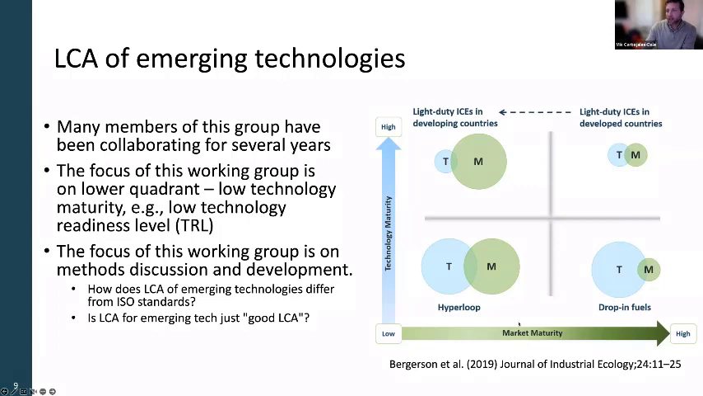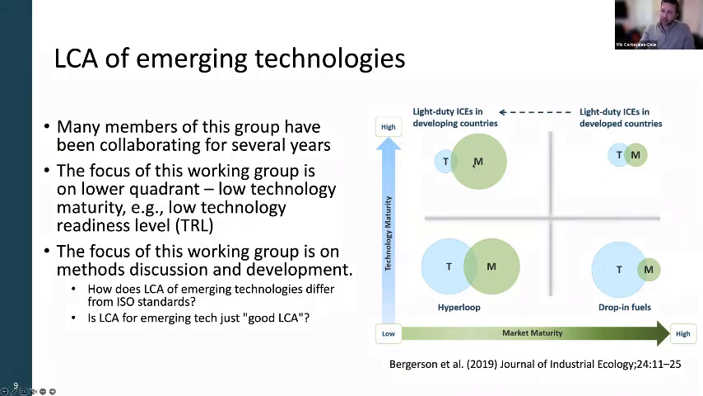And so then you can think about the interplay of these two maturity levels, technological maturity and market maturity, and divide this space up into these four quadrants. I'm going to talk about this top quadrant. We're thinking about just another iteration of an existing technology in an existing market. So you might think of the next generation of light-duty internal combustion engines in a developed market like the US. So the next design of, I don't know, the Ford F-150, something like that.